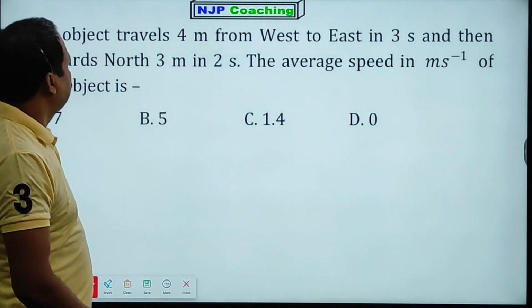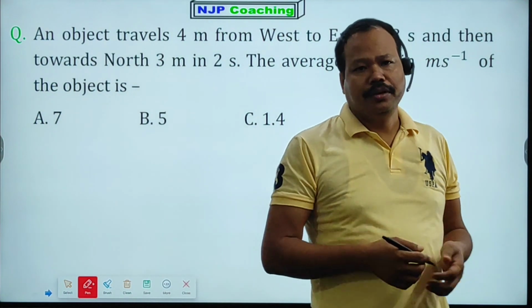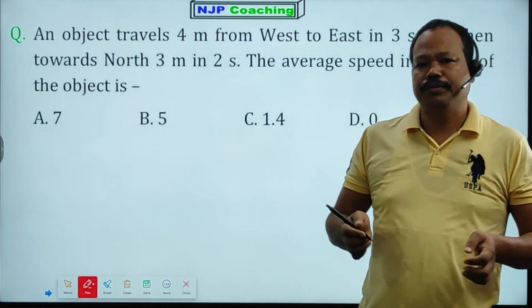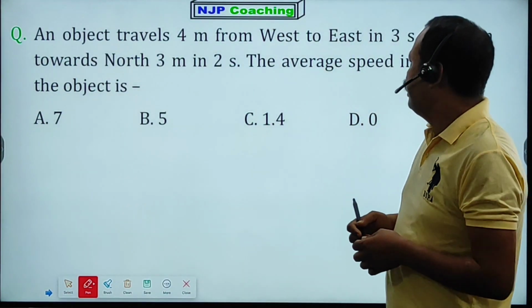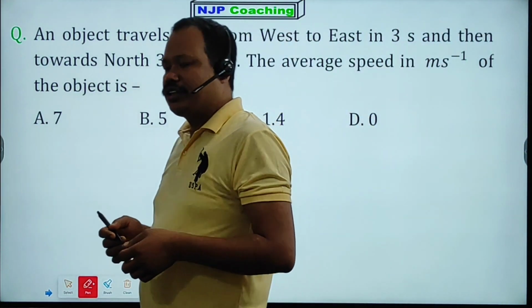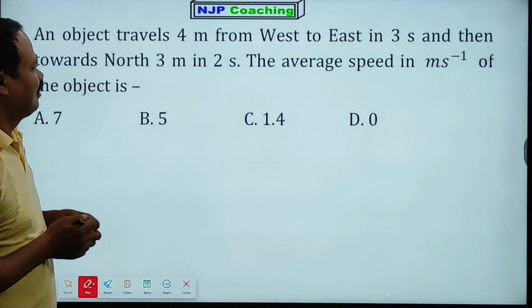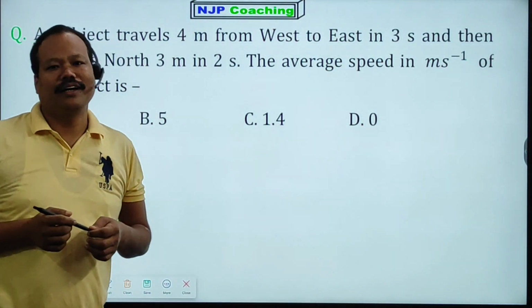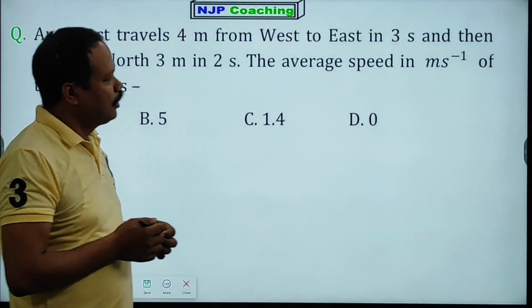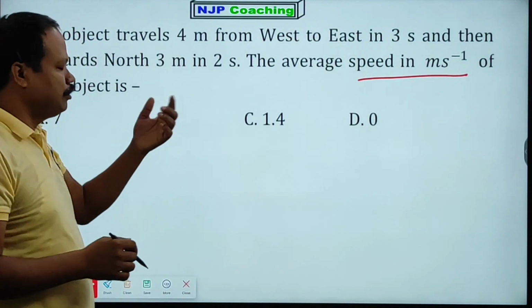Next question. This is a simple sum. An object travels 4 meters from west to east in 3 seconds, and then towards north 3 meters in 2 seconds. The average speed in meter per second. Speed in meter per second unit is given there. So in the options unit is not written.